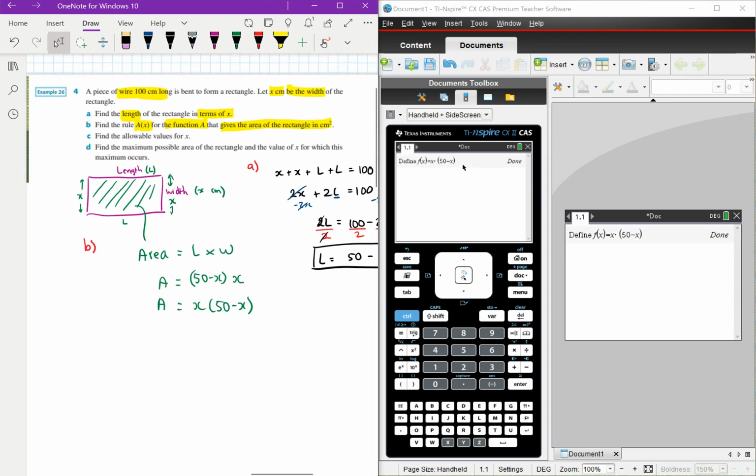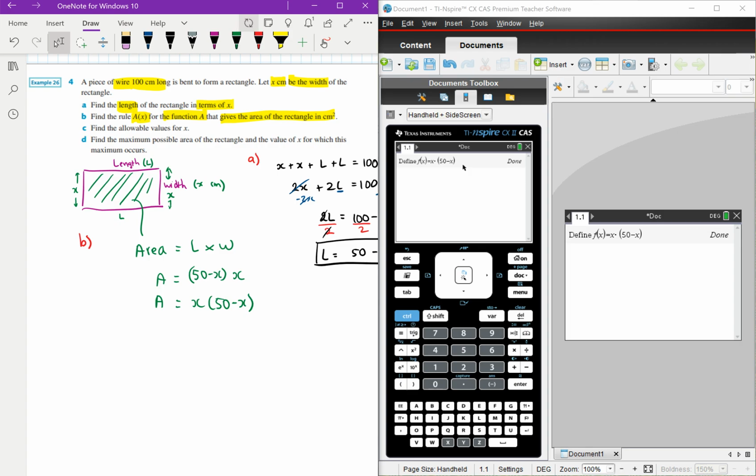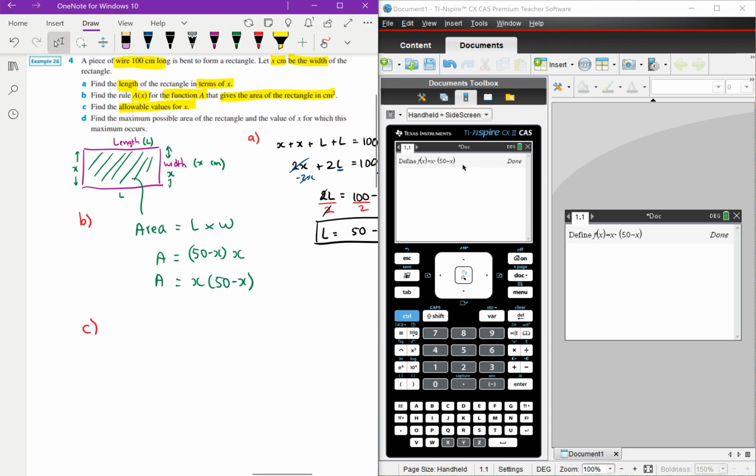Okay, part C says find the allowable values for x. So what does that mean? What they want you to recognize is that x represents the width.